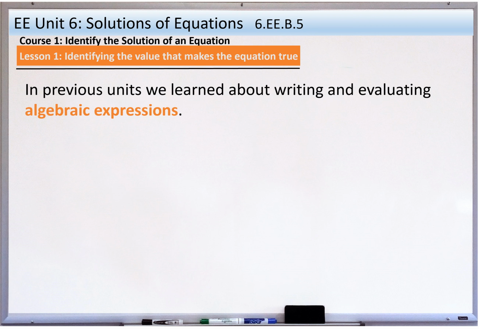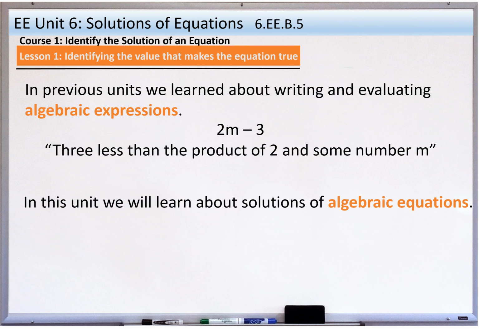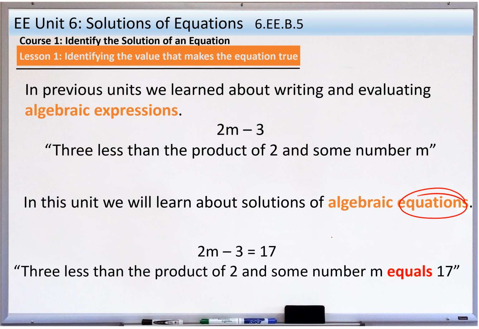So again, in previous units, we learned about writing and evaluating algebraic expressions. For example, 2 times some number m minus 3. In this unit, we will learn about solutions of algebraic equations. 2 times some number m minus 3, or the product of 2 and m minus 3, equal to 17. So we have no equal sign in the expression, and an equal sign in the equation. Basically the difference between an expression and an equation.